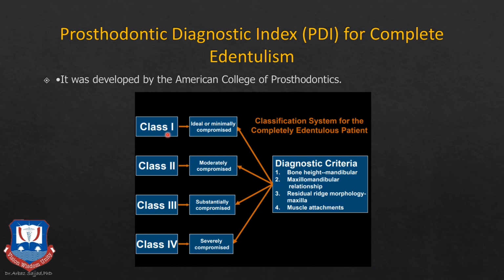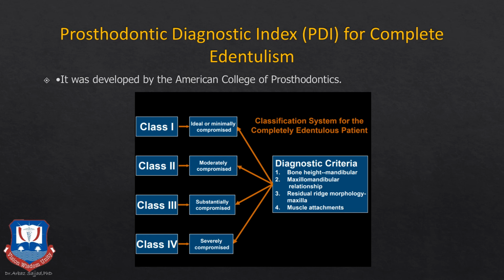Class 1 is a patient who has ideal ridges for the denture construction and has the greatest chances of success. Class 2 is a patient whose alveolar ridges are moderately compromised but still a good fit for the success of a complete denture. Class 3 and Class 4 have severely compromised or substantially compromised residual alveolar ridges, and they may require adjunctive care or pre-prosthetic surgeries or addressing of the systemic condition before a complete denture can be fabricated.